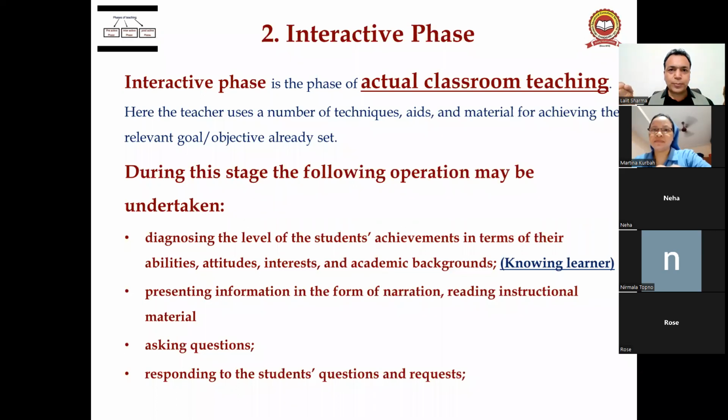You have to know the learner. How will you know the learner? In the starting you can ask some questions, and in the end you can ask some questions. It doesn't mean that through the whole lecture you have to ask questions. You have to deliver the lecture, right? In the starting 2-3 minutes you can ask questions. Within that time you will come to know who is giving the answer or not. And in the last you can know the learner. Asking questions, it is written what you have to do. You can ask questions of the students, responding to the students' questions and requests.